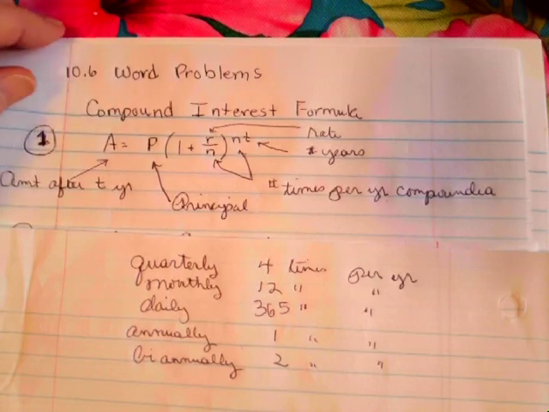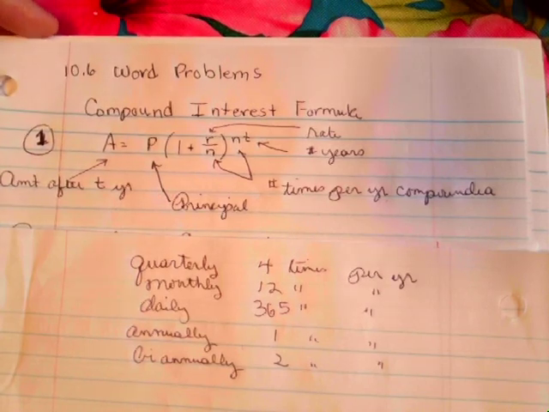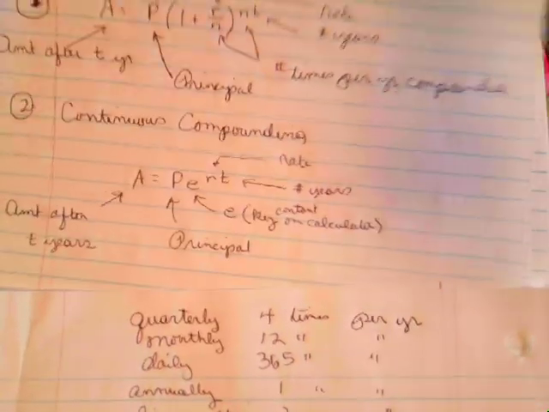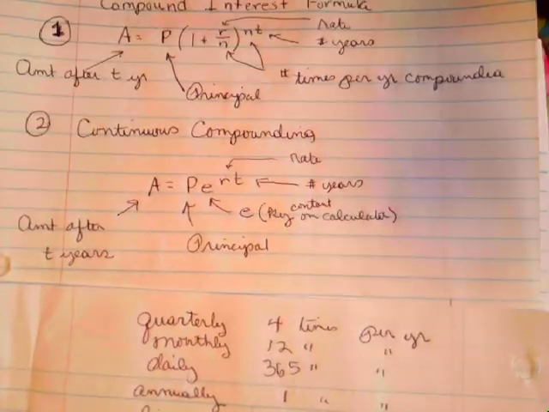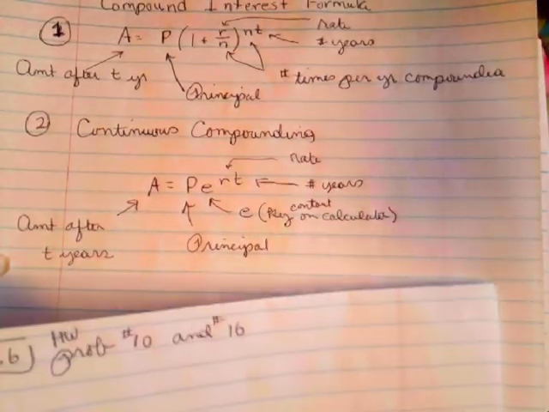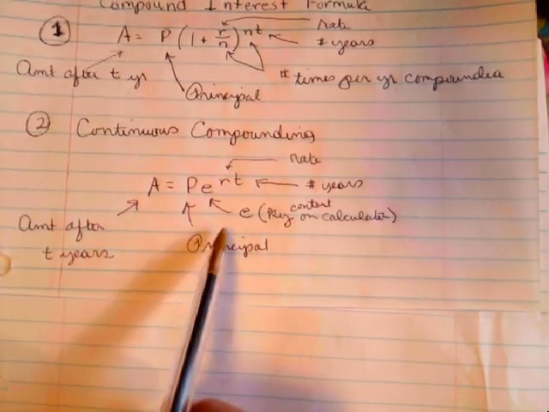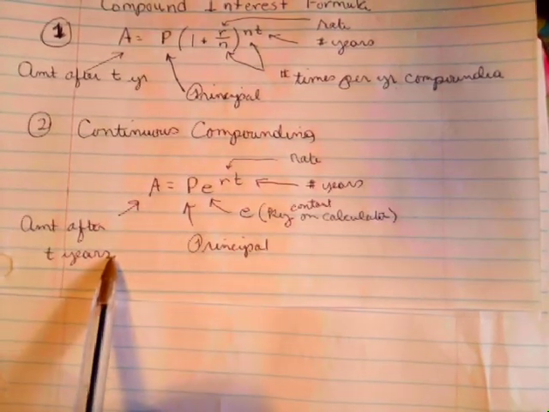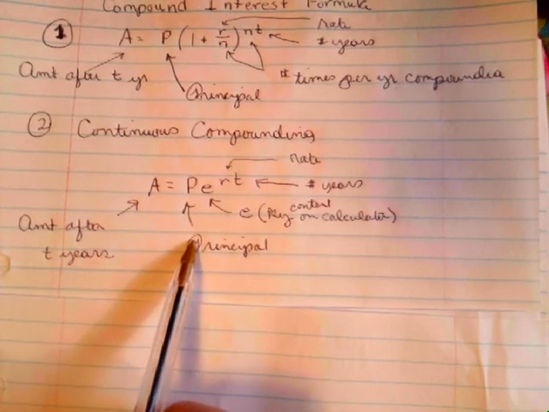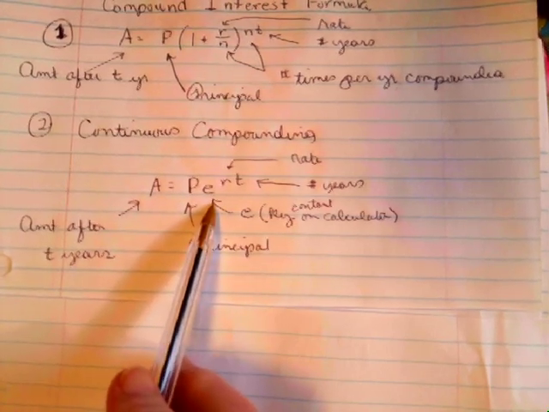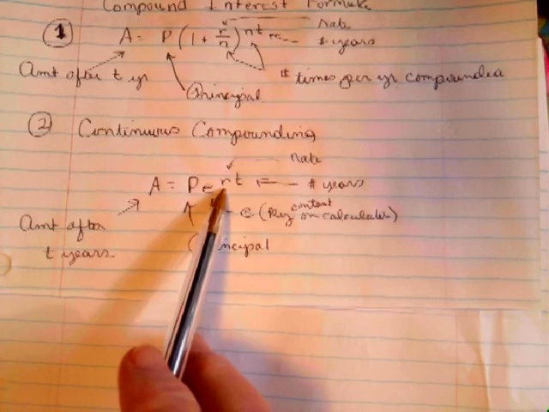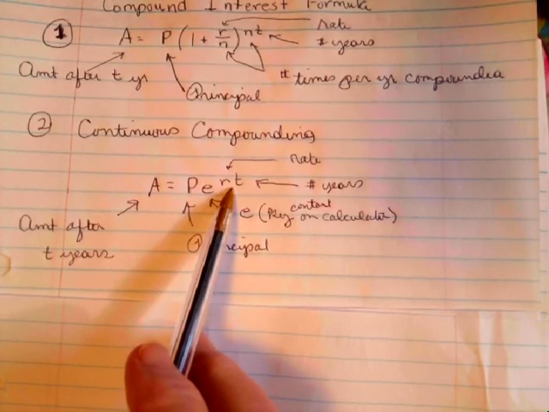The other formula that we need to use is when they're telling us that the interest is compounded continuously. Compounded continuously, the formula is A equals P E to the RT. A is the amount after T years, P is the principal again, E is that key on your calculator, R is the rate, and T is the number of years.